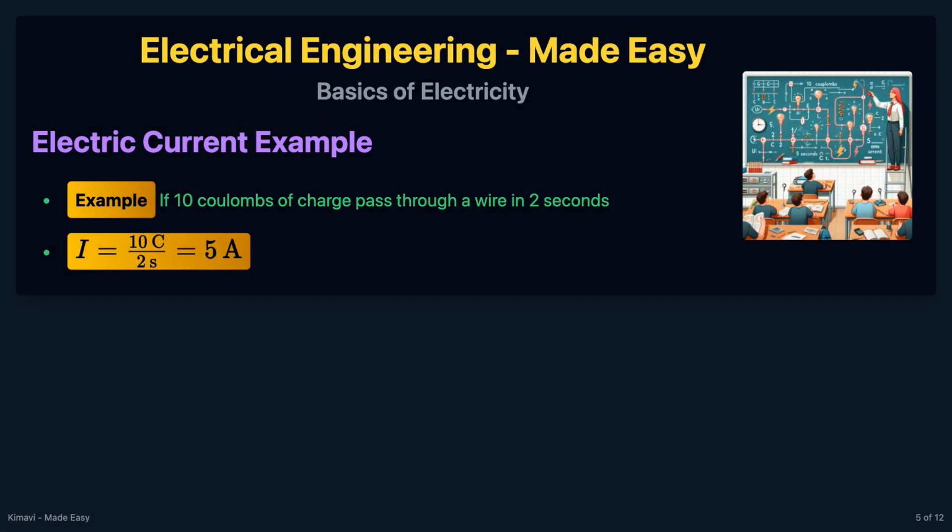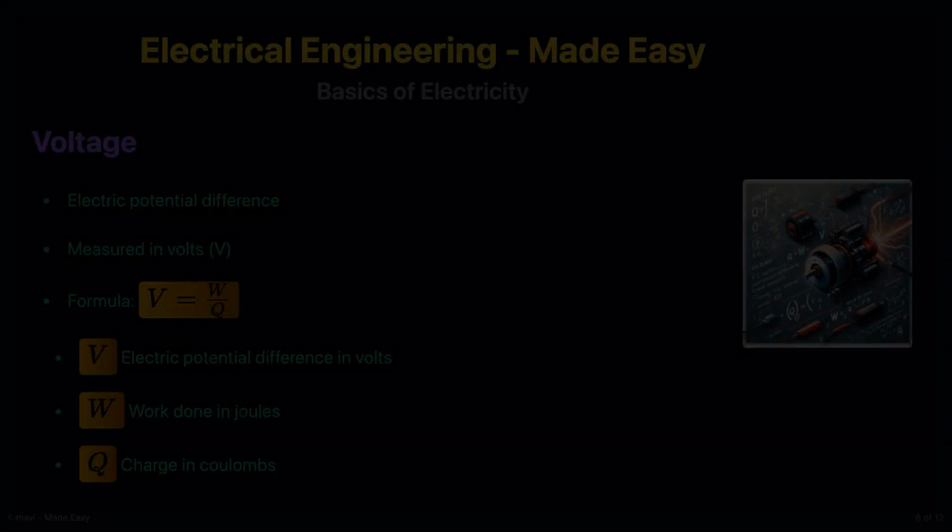For example, if 10 coulombs of charge pass through a wire in 2 seconds, the current is calculated as I equals 10 coulombs divided by 2 seconds, which equals 5 amperes.